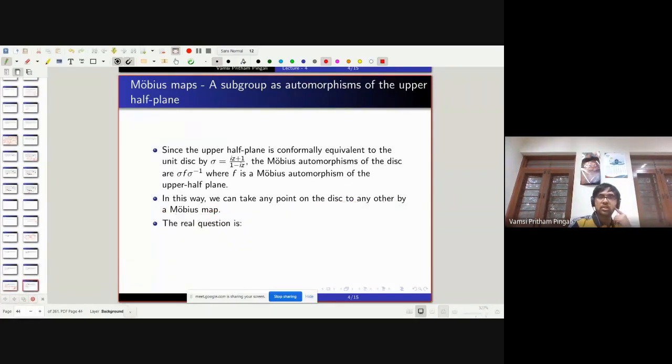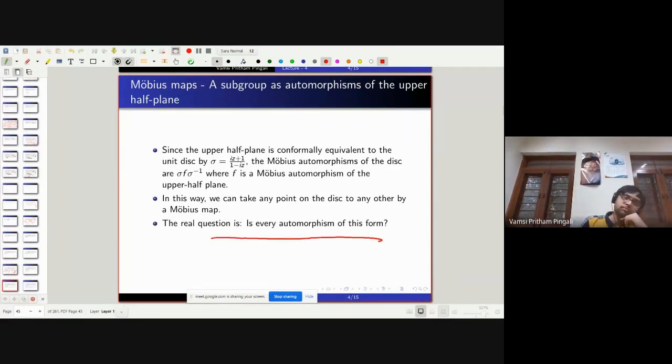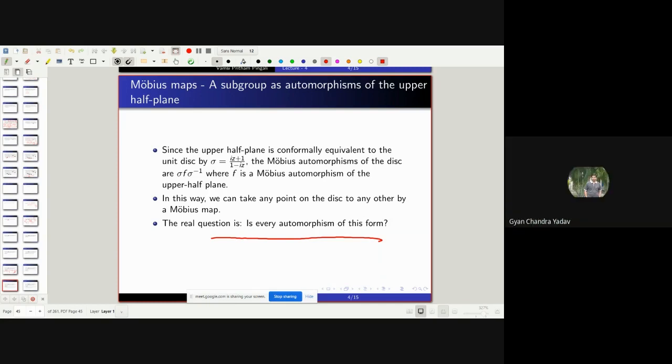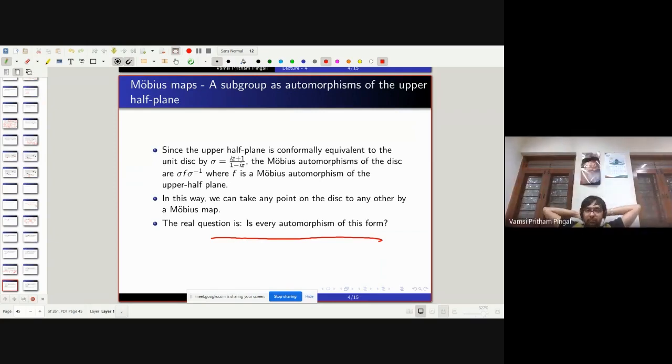The real question is, is every automorphism of this form? What does this question mean? So what's the meaning of this question? It means any bijective and analytic map from the unit disk to the unit disk is a Mobius map. Only Mobius maps. Exactly. Okay.